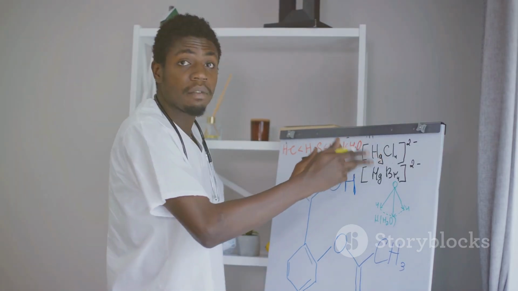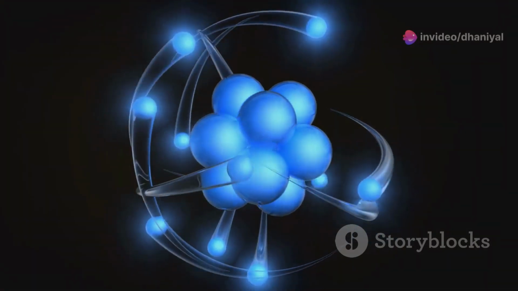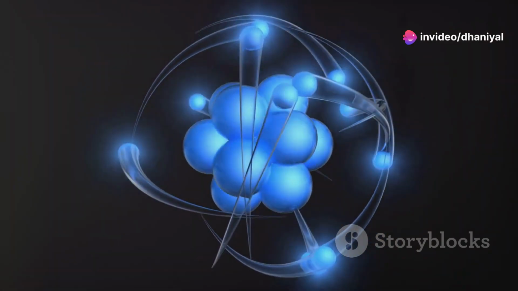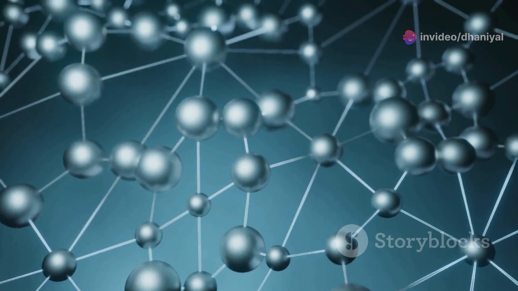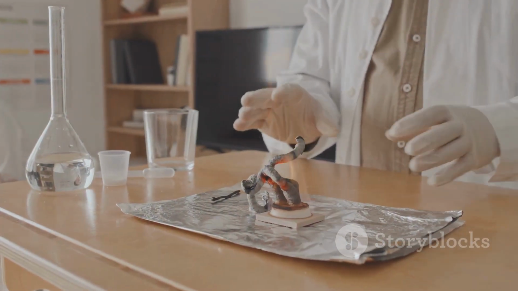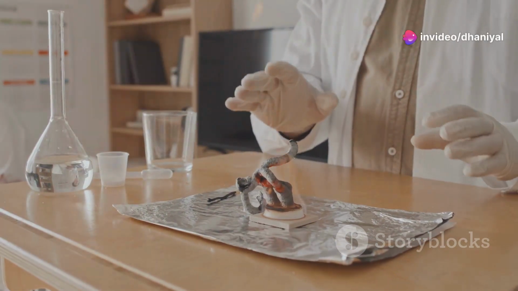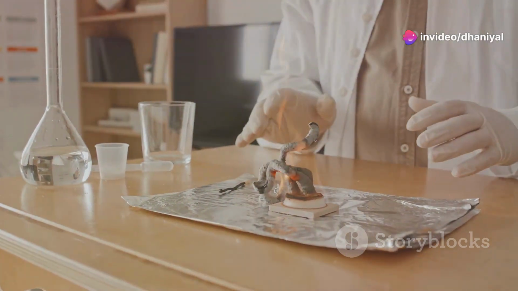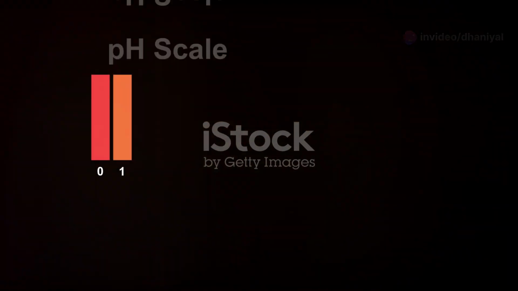Lewis defined an acid as an electron pair acceptor, and a base as an electron pair donor. Imagine acids as having a little vacancy where a pair of electrons could fit perfectly. Bases, being generous, have a pair of electrons they're willing to share. This definition expands the world of acids and bases beyond just proton transfer. It explains how some substances that don't even contain hydrogen can still act as acids or bases in chemical reactions.